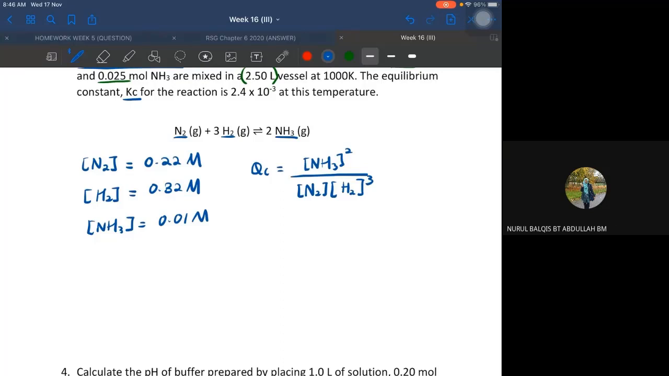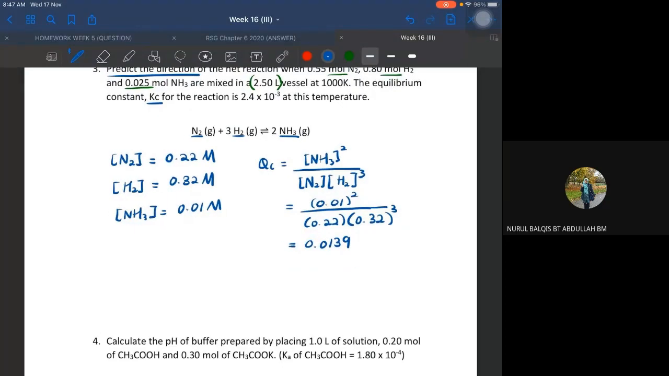Okay, now that we have this expression, directly put in the values we found earlier. NH3 is 0.01 squared, divided by N2, which is 0.22, then we have H2 raised to the power of 3, 0.32. Lastly, what is your final answer? 0.0139. Okay, 0.0139 is fine, 0.0137 is also fine. I take 0.0139. So now we have found Qc.